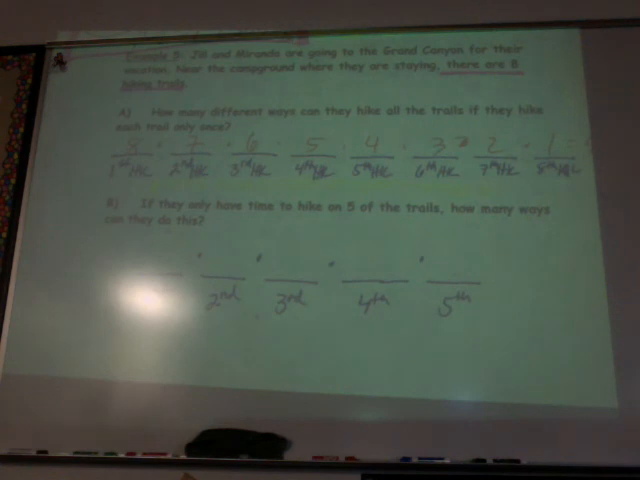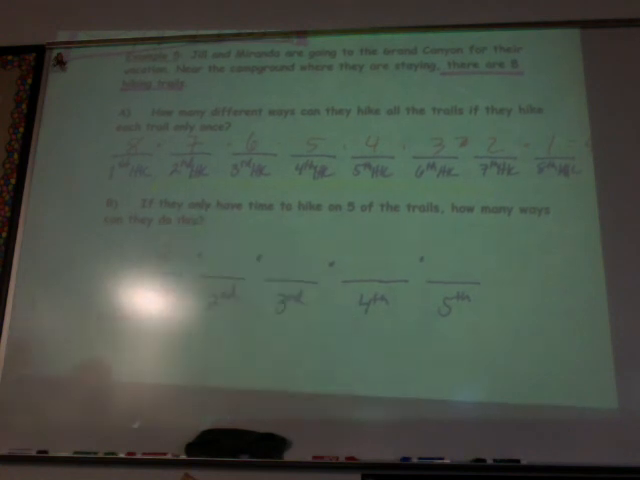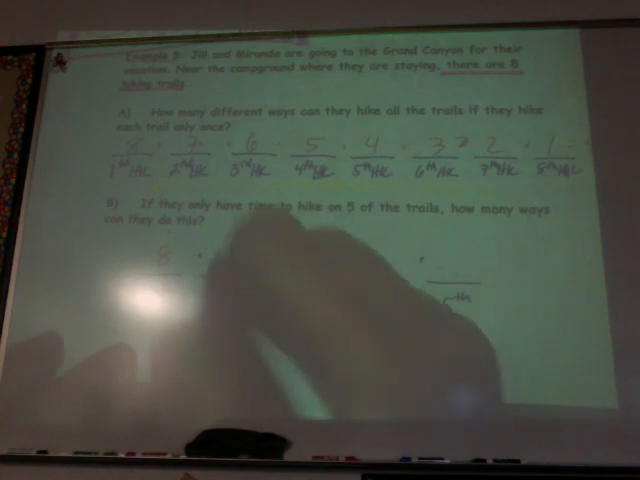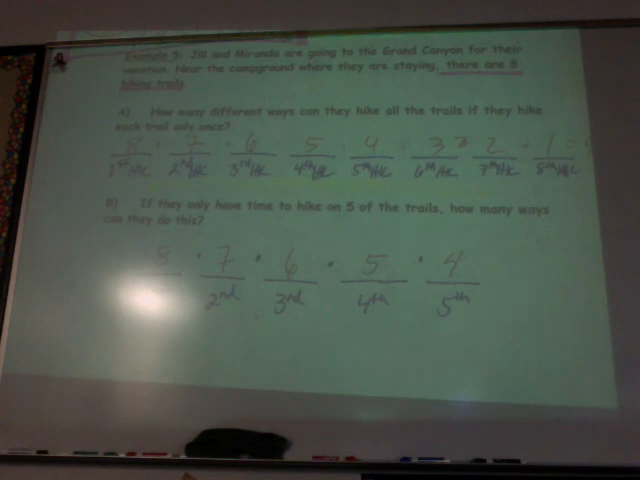What factorial is this? It would be 5 factorial because they have, well, no, it's actually not 5 factorial. They have 8 possibilities for the first hike, 7 for the second, 6 for the third, 5 for the fourth, and 4 for the fifth. Then you stop there, because it's almost like asking if there are 5 place finishers in a race and you have 8 racers, how many different ways could they finish? So you need to multiply those numbers together.